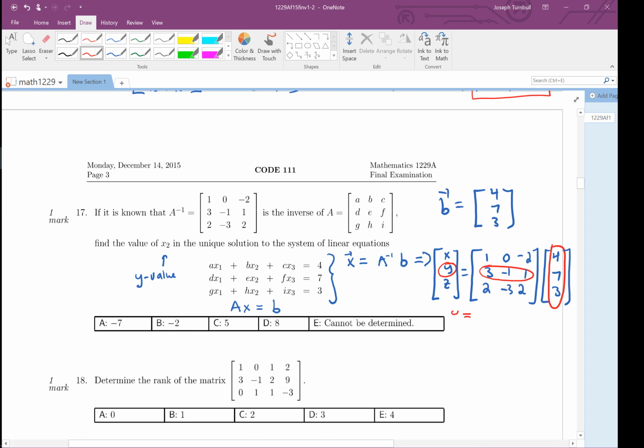So then y is going to be equal to 3 times 4, 12, negative 1 times 7, minus 7, and then 1 times 3, positive 3, and so negative 7 plus 3, negative 4, 12 minus 4, 8. So option D.